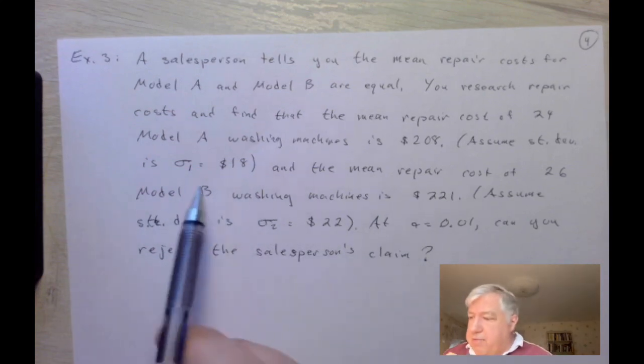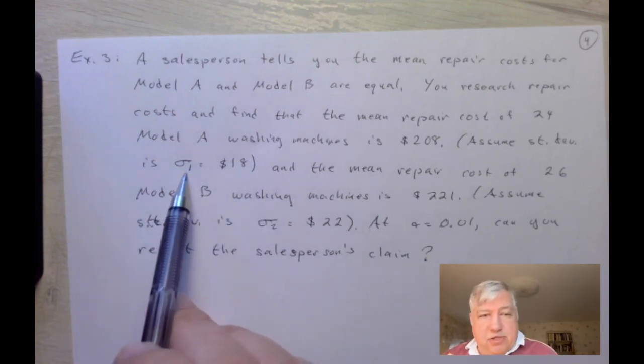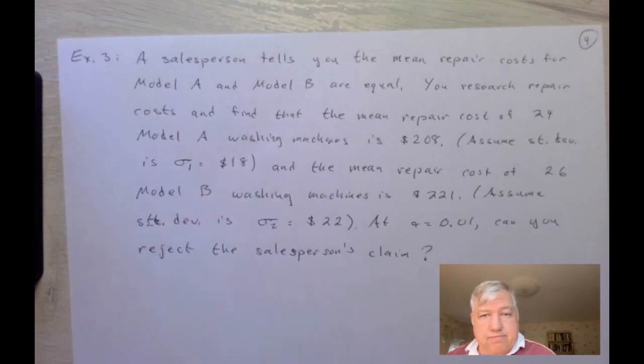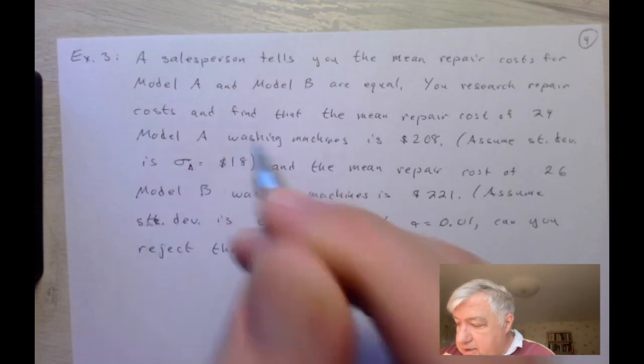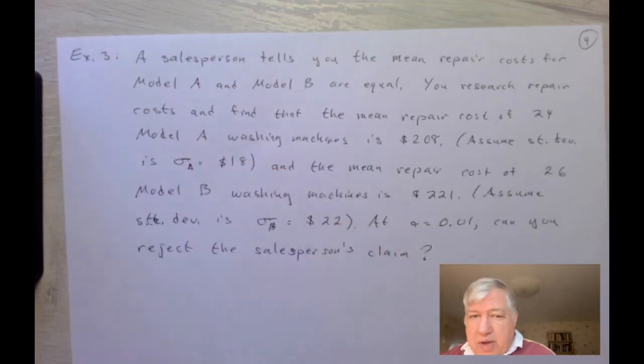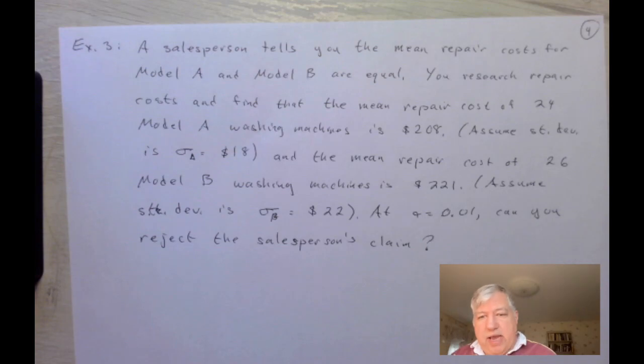Again, where sigma 1 represents the standard deviation of all the repair costs of all Model A washing machines. Okay, so actually instead of sigma 1, it could have really just said sigma A and sigma B. Doesn't matter as long as we understand that everything with an A comes from population 1, and everything with a B comes from population 2. We can be very liberal with our subscripts as long as we're consistent.